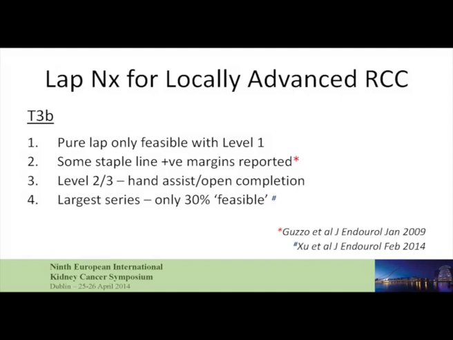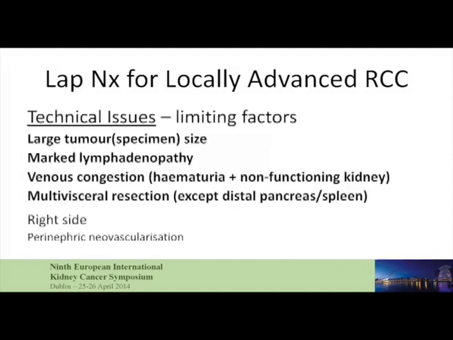In the largest series where this was undertaken as an endeavour, a Chinese series, only 30% of those embarked upon laparoscopically ultimately proved feasible. So even with determination in a group, we can see that only a subset ultimately proved feasible. Thus, with laparoscopic nephrectomy for locally advanced disease, there clearly are major technical issues which provide limiting factors and need to be borne in mind, because this is clearly an issue of case selection.